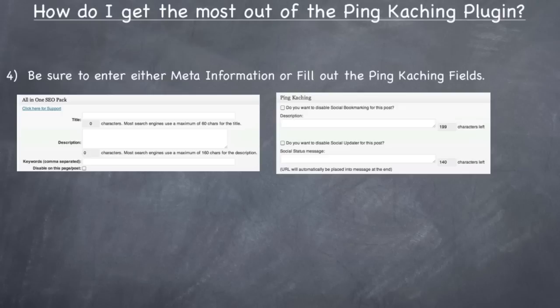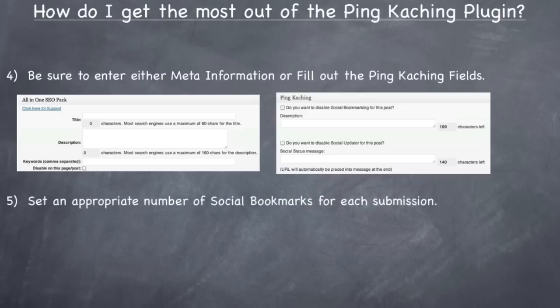And lastly, be sure to set up an appropriate number of bookmarks in the plugin's settings page. If you update your blog several times a day, then it's not a good idea to do a full run of 15 social bookmarking sites each time. This is only going to overwhelm your social bookmarking accounts faster. If you update your site several times a day, then I suggest just a small number of social bookmarking sites, such as 2, 3, or 4 per new post you do.